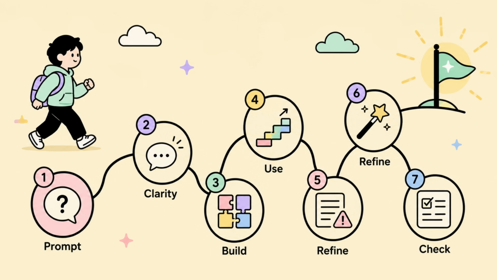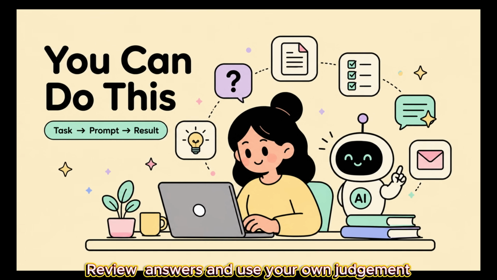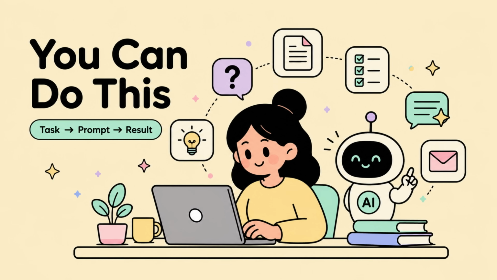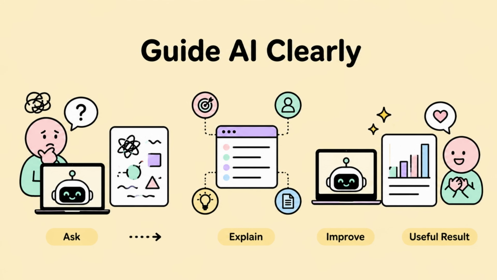We will also talk about something many people forget. AI can sound confident even when the information is incorrect. So you will learn how to review its answers and use your own judgment. Most importantly, you will not have to depend on random prompts copied from the internet. By the end of this video, you will be able to take a real task from your own life, turn it into a clear instruction, and guide AI towards the result you actually need.